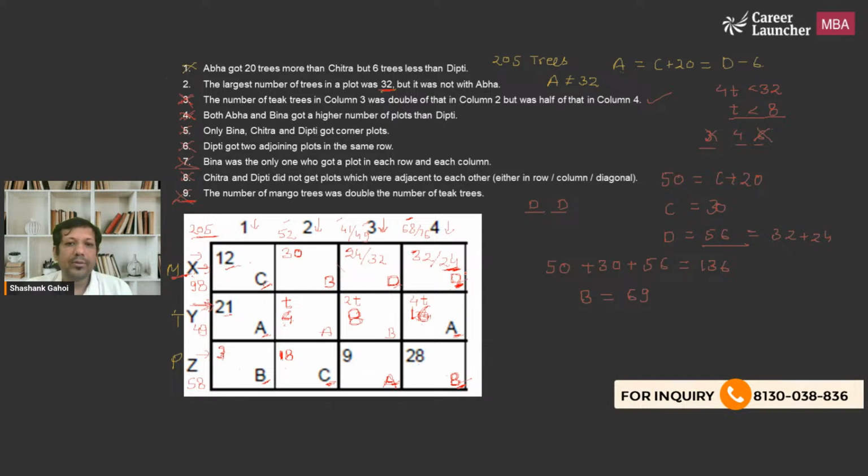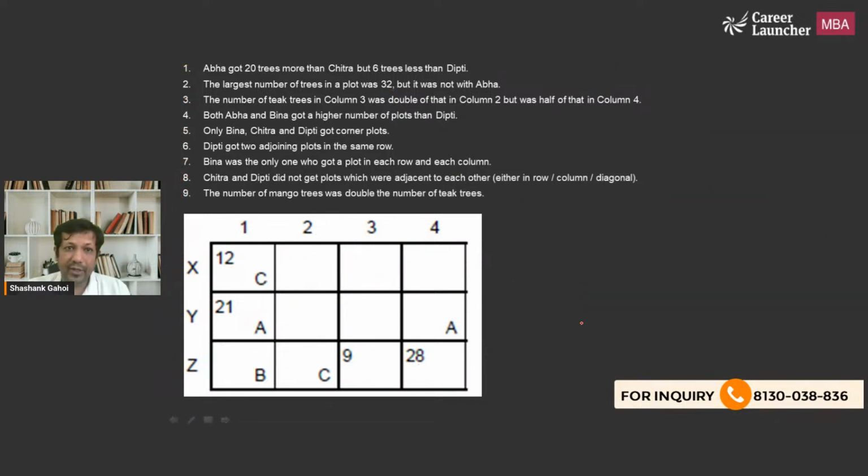So first of all, I'm just going to erase everything. I'm going to take a little different approach to solve this set. The first statement says that Abha got 20 more trees than Chitra. So Chitra plus this, C plus 20, is equal to D minus 6. Okay, so this is what the question is saying. The number of trees in column 3 was double of this, whatever it is.